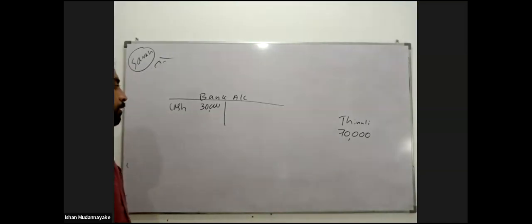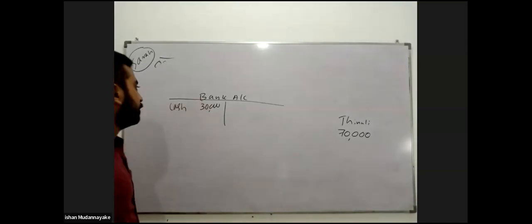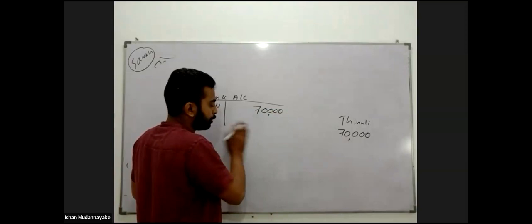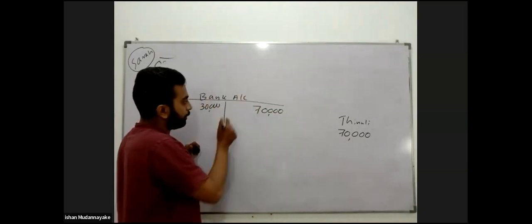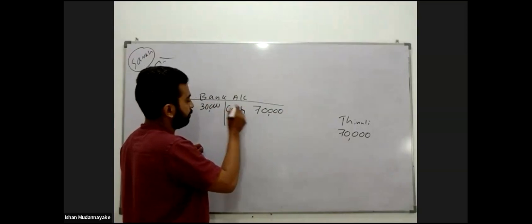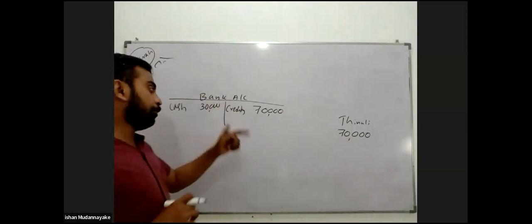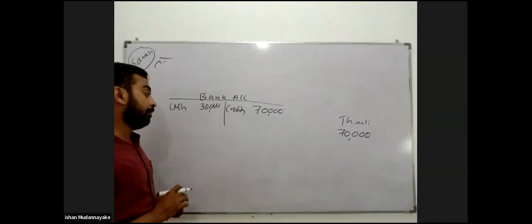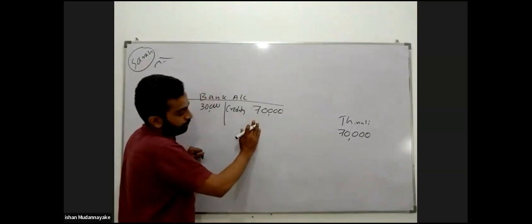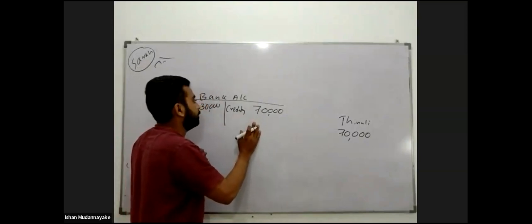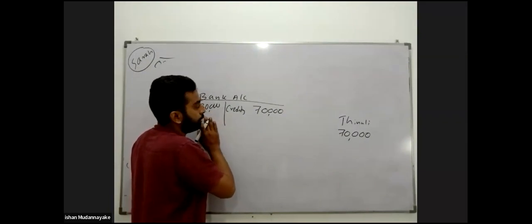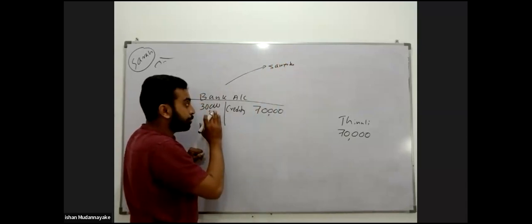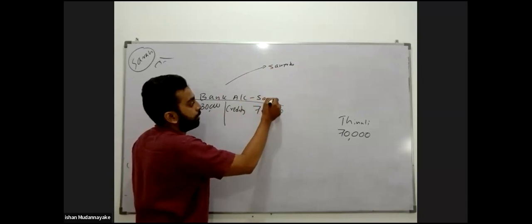To settle this 70,000, Sarah issues a 70,000 check to Thinuli, one of the supplier creditors. After providing the check to Thinuli, Sarah quickly contacts the bank. Sarah maintained this bank account in the Sampath Bank.